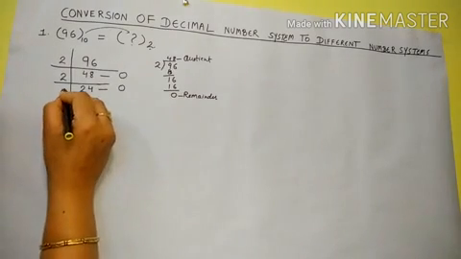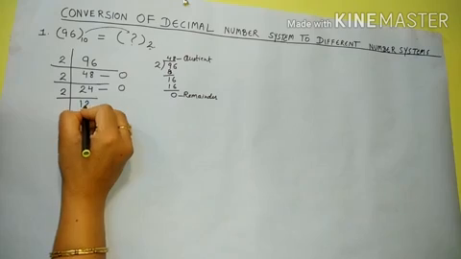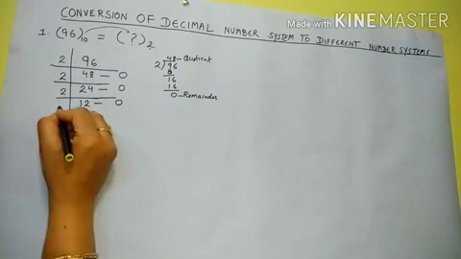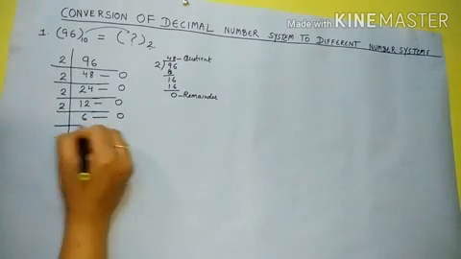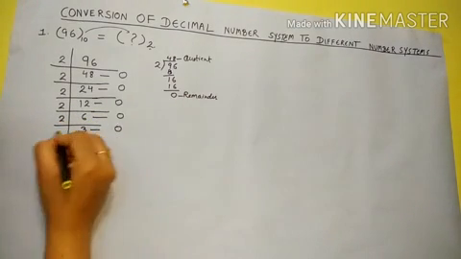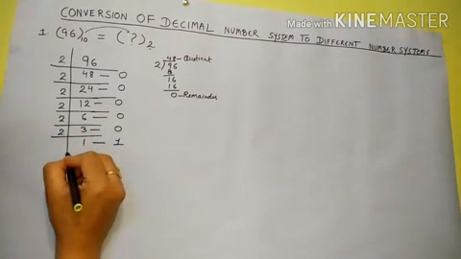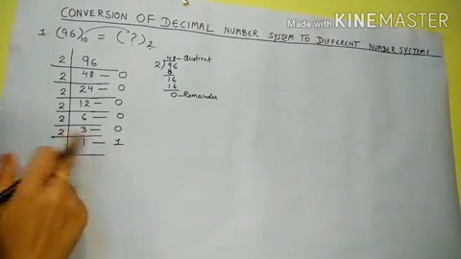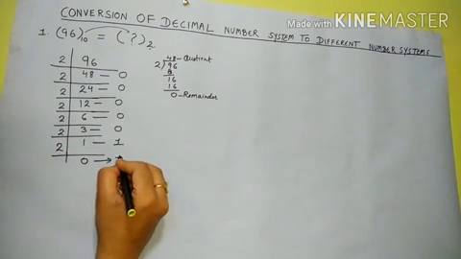So again, 24 divided by 2 will be 12 and remainder will come 0. Again 2 6s are 12, so remainder will be 0. Then 2 3s are 6, remainder comes 0. Then 2 1s are 2, remainder comes 1. Whenever you get a number lesser than the divisor, you multiply the divisor by 0. Like 2 zeros are 0, so you will get the remainder as 1.